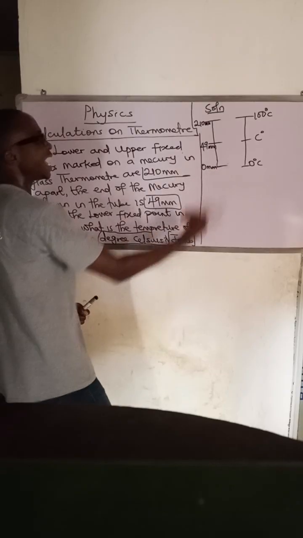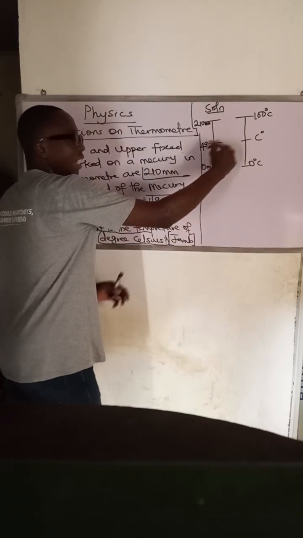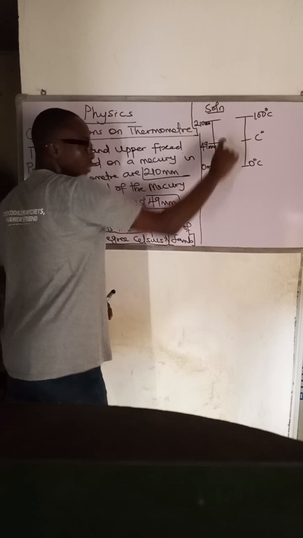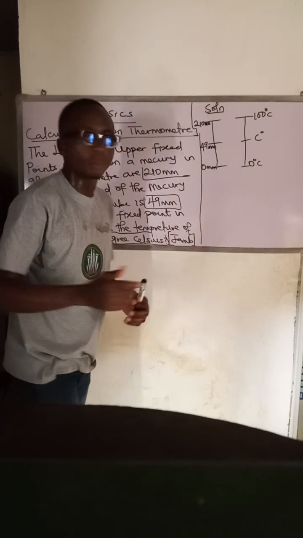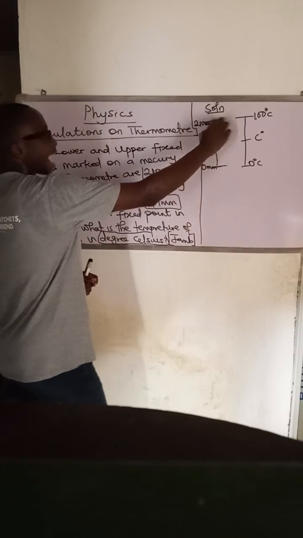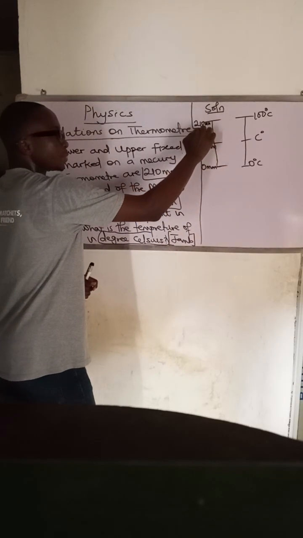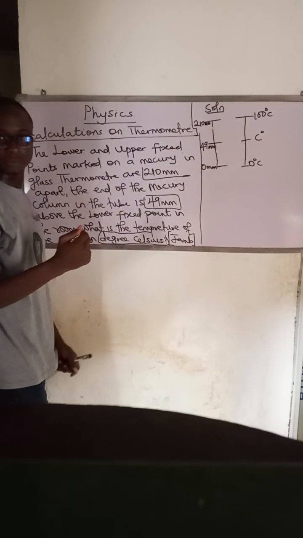This is the lower fixed point. Now, they are telling us that the end of it, above this lower fixed point, is 49 millimeter, and this is it. This is the lower fixed point, and I told you it is 0. It is always 0. Have it at the back of your mind. Above it is 49 millimeter from the question. Now, this is the highest or the upper fixed point, and it's 210 millimeter. That is what we are given in the question.